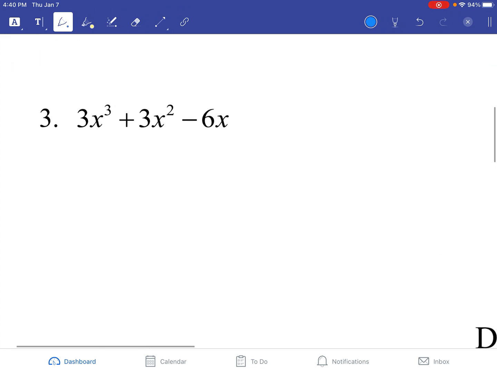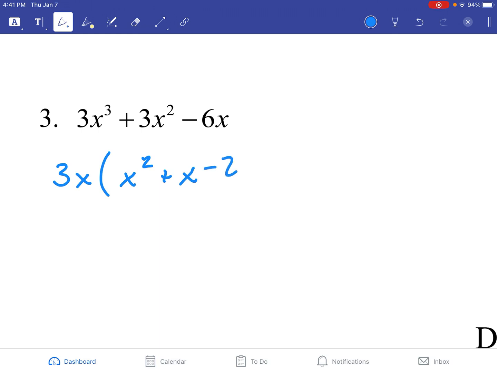Number 3. All right, so if you're looking for common things to take out, we have 3, 3, and 6. They all have a 3 in them. And we have x to the third, x squared, and x. The most x's you can take out of all of them at the same time is just 1. Okay, we're limited by the x at the end on the 6. All right, if you take out 3x out of each piece of this expression, we're left with x squared plus x minus 2.